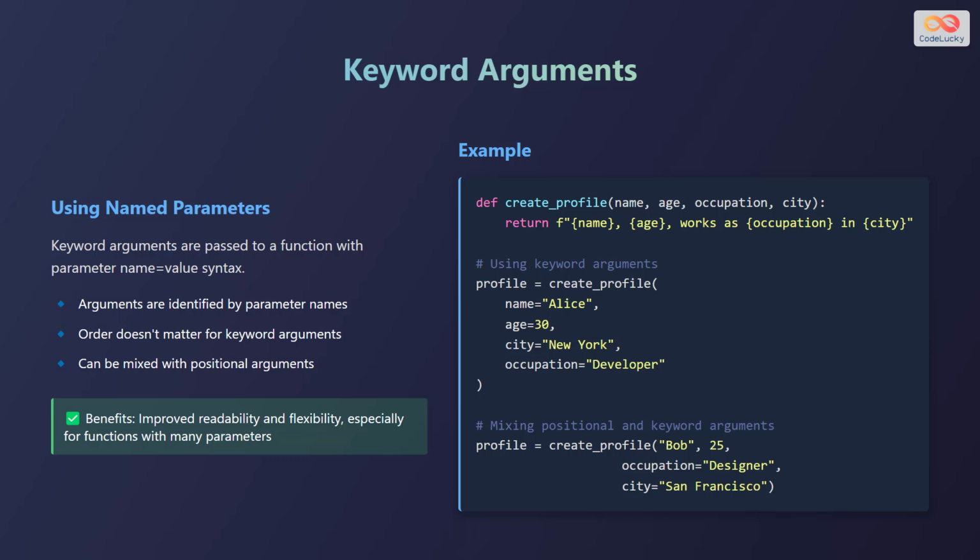Here's an example. We define a function createProfile with parameters name, age, occupation, and city. We can call this function using keyword arguments, specifying the values for each parameter by name. We can also mix positional and keyword arguments, providing some values by position and others by name.